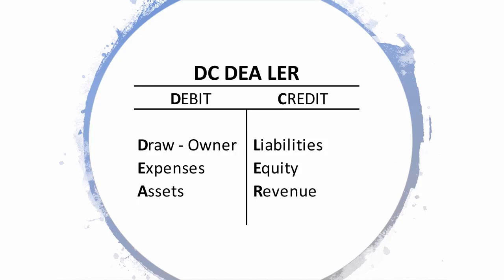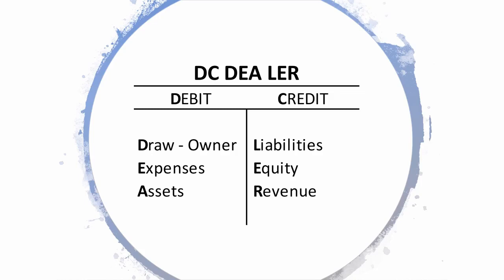So DEA is increased by a debit entry. LER is increased by a credit entry. So once again, DC stands for debit and credit. DEA stands for draw, expenses, assets. LER stands for liabilities, equity, and revenue.